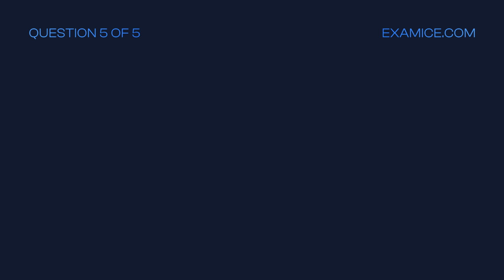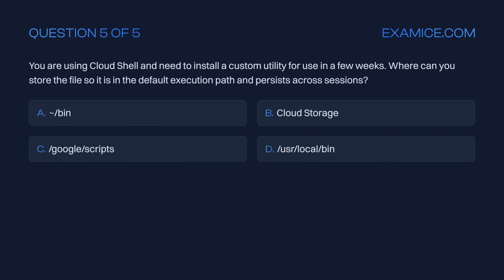Question 5. You are using Cloud Shell and need to install a custom utility for use in a few weeks. Where can you store the file so it is in the default execution path and persists across sessions? Option A, ~/bin. Option B, Cloud Storage. Option C, ~/.google_scripts. Option D, /usr/local/bin.